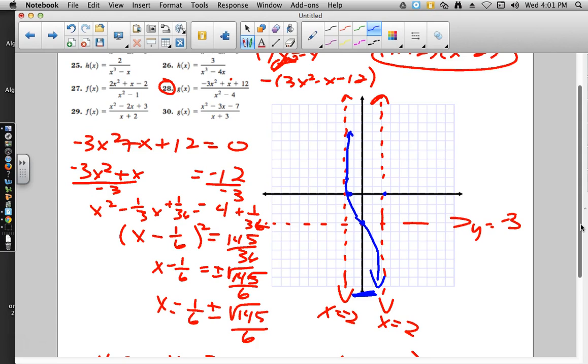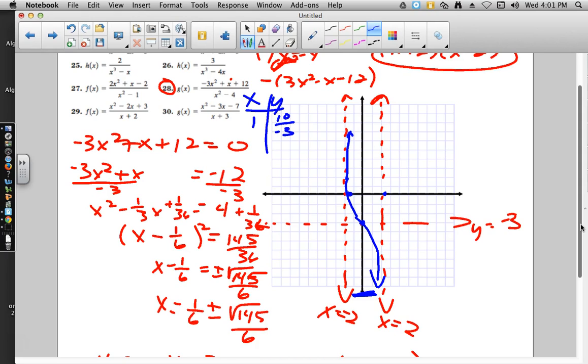But it certainly wouldn't hurt to tack a 1 in there and see exactly what it's going to do. So if we put a 1 into the function, we'll get -3 times 1 is -3. -3 plus 1 is -2. -2 plus 12 is 10. And then 1 squared is 1, and minus 4, that's going to give us -3 1/3.